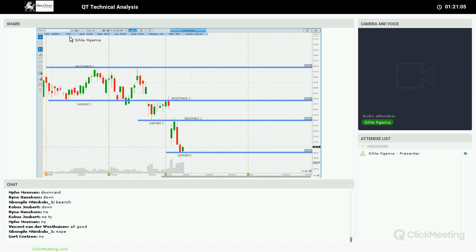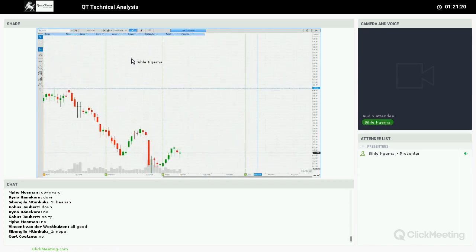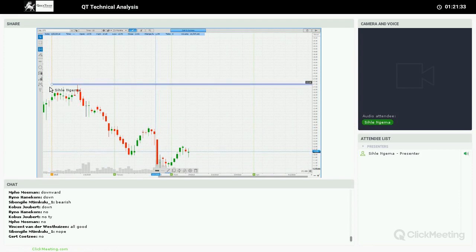I had the last request to analyze SGL, Sibanye Stillwater. I'm using the very same 1-day chart. I'm focusing on this month and on this year. So this is January's high for this year, which is going to be my resistance 1.